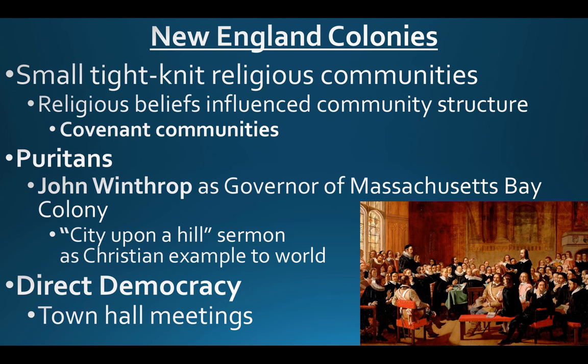The main distinct group that settled in the Massachusetts Bay Colony were known as the Puritans, and they were headed by John Winthrop, the governor of the Massachusetts Bay Colony. He delivered a big sermon known as the City Upon a Hill, and he saw the Puritans as a Christian example to the entire world. These people experienced direct democracy through town hall meetings. Men that owned land and practiced the faith were able to partake in this democracy and vote on things directly.